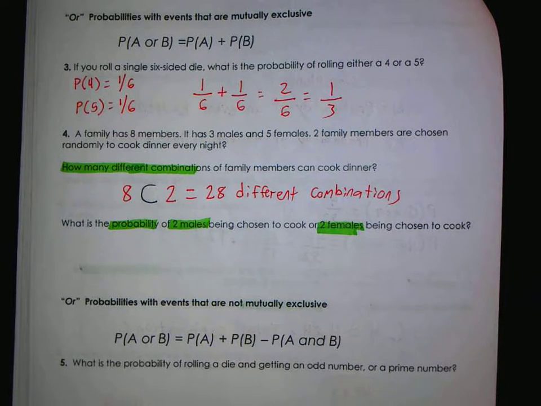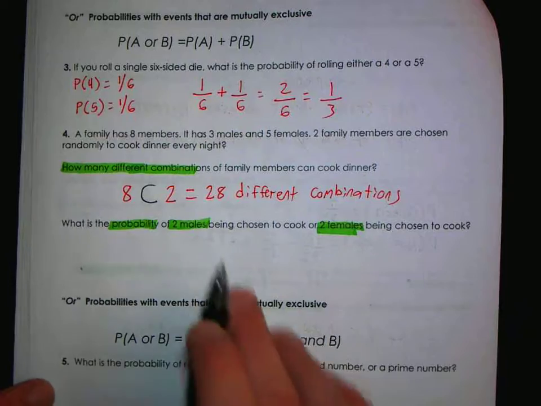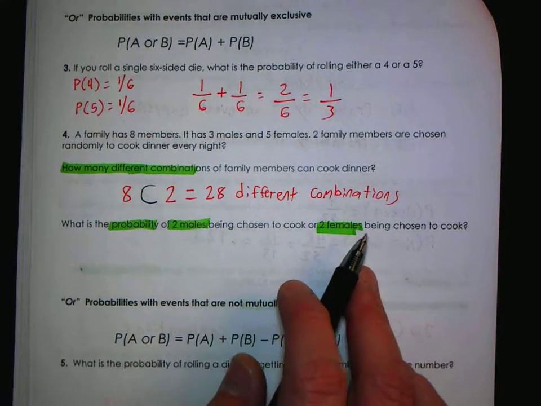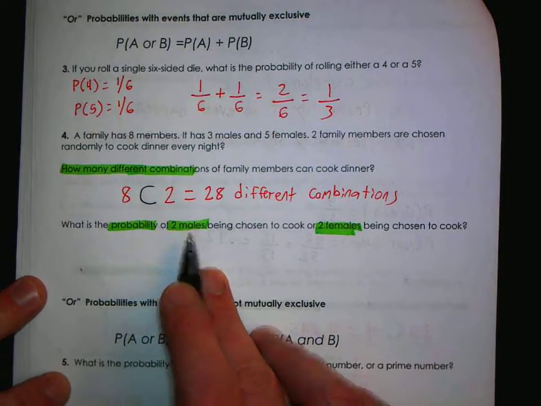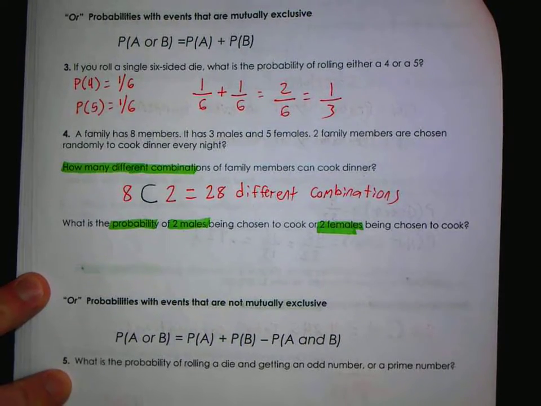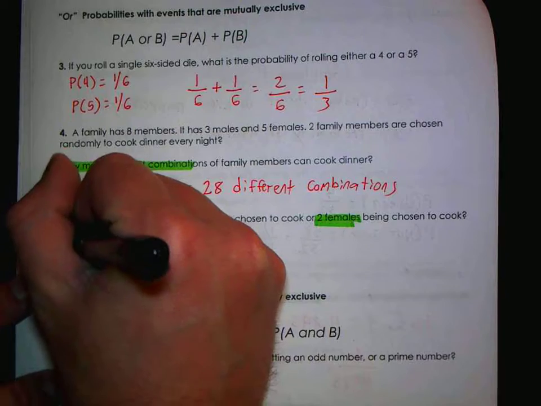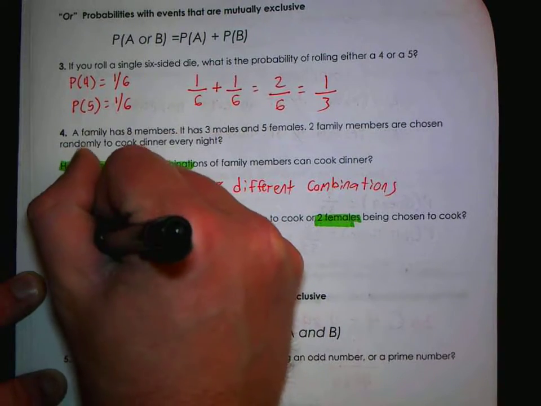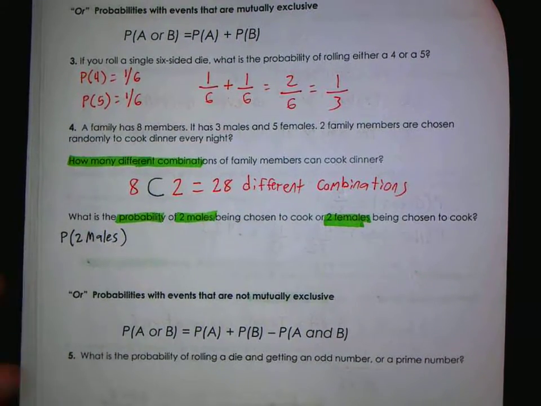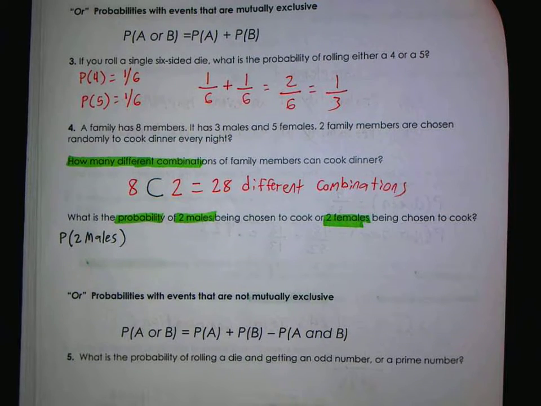So all that means is I could do both probabilities, because you can't be both male and female, assuming. So what's the probability of 2 males? Well, how many combinations would involve 2 males?